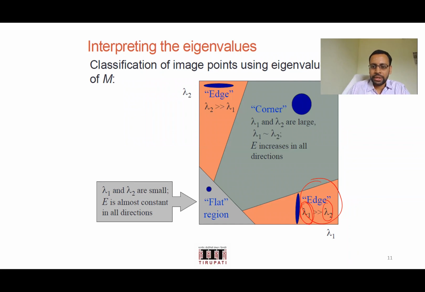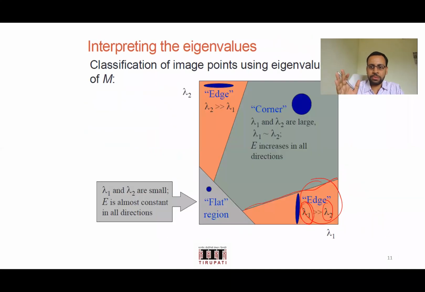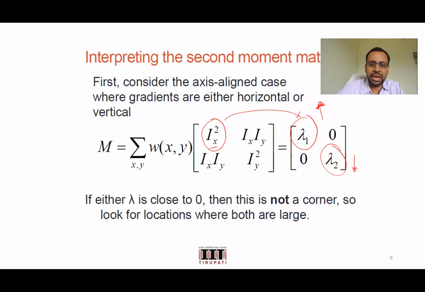And then this region, what you are going to plot here is, I am taking on the x-axis lambda 1, pay full attention here, and on the y-axis lambda 2. These are the eigenvalues that I am getting. If both are small, what is happening here is there are hardly any gradients.